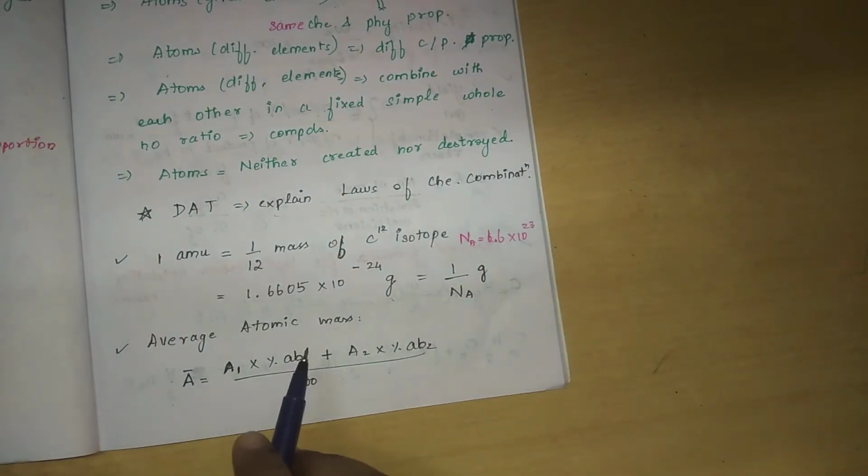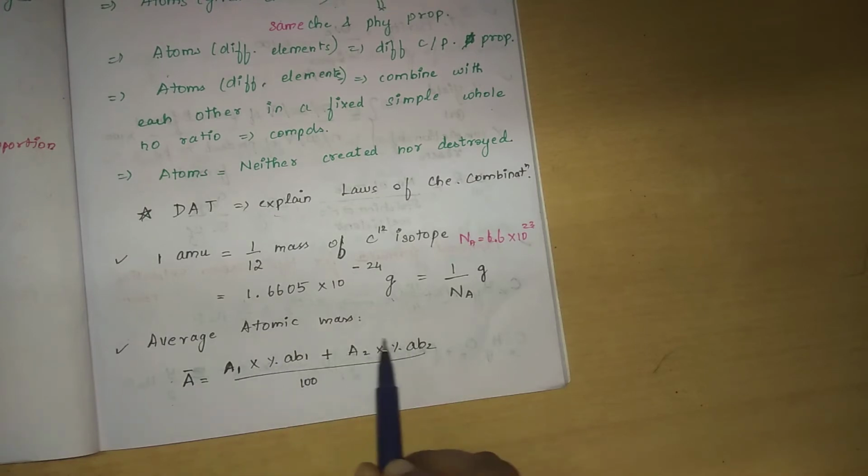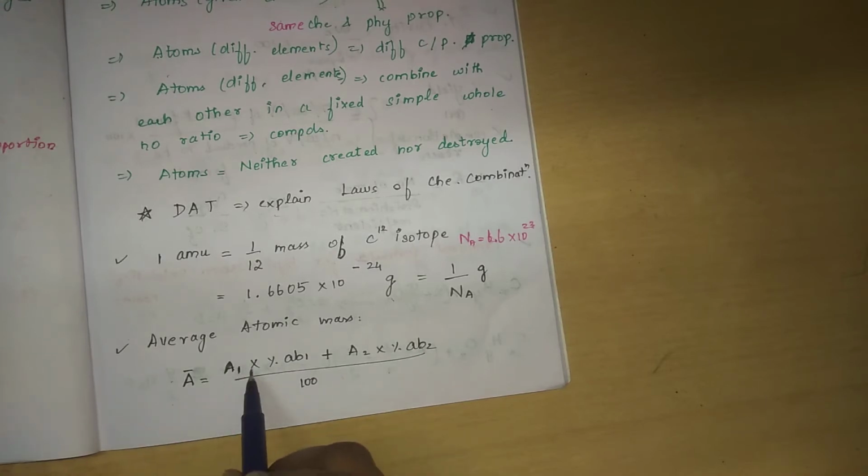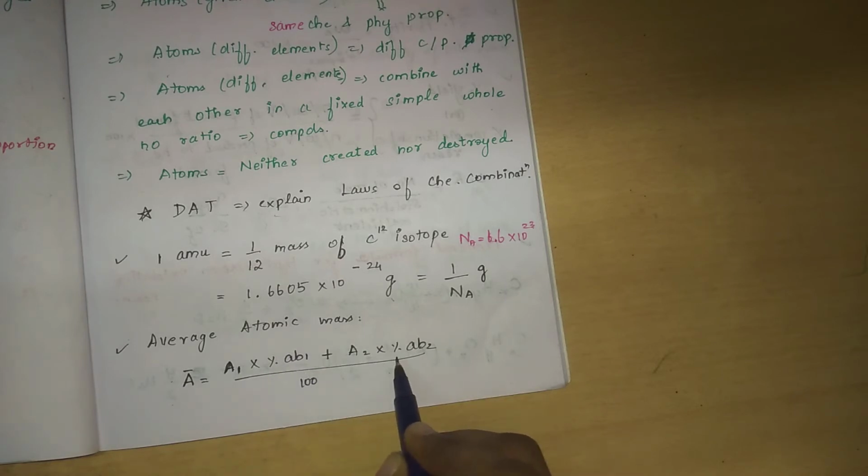Then average atomic mass, A bar. They will give you two isotopes, and they will give their percentage abundance in the Earth's crust. You have to apply the formula for finding the average atomic mass, which is the atomic mass of the first isotope times its percentage abundance plus the atomic mass of the second isotope times its percentage abundance, divided by 100. They will also ask for the average molecular mass and the average ionic mass. So the same formula is applicable for all the cases.